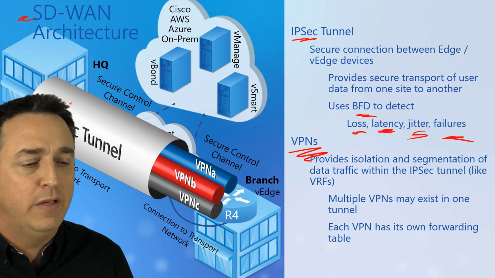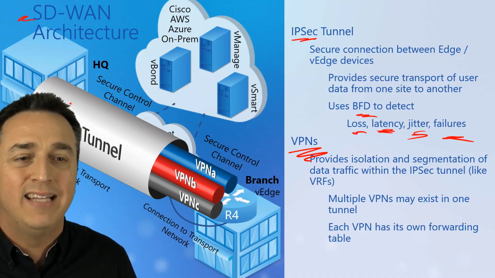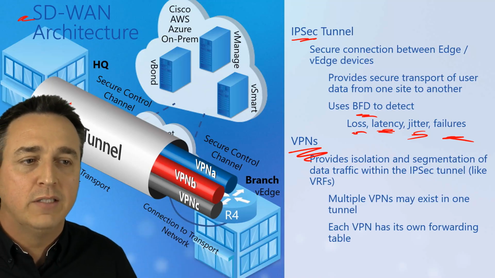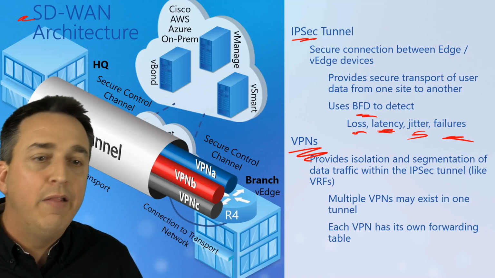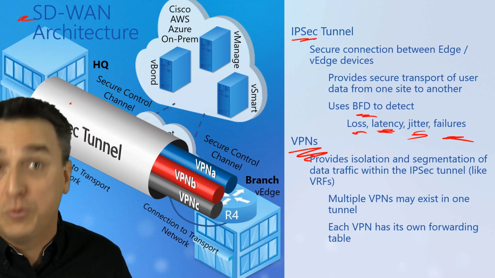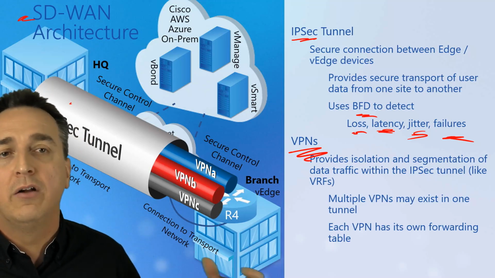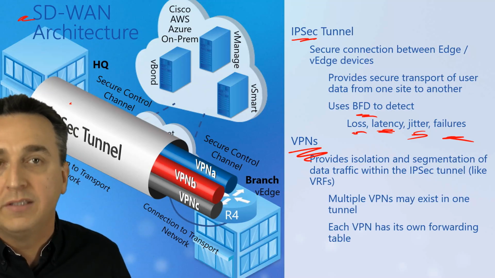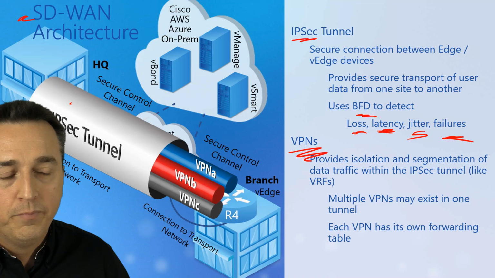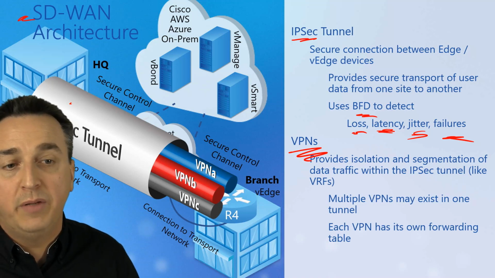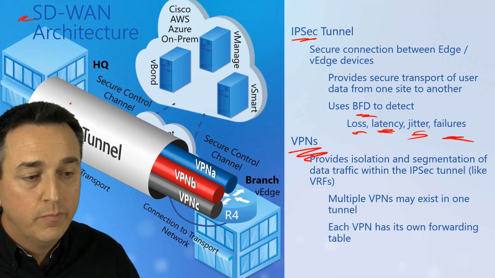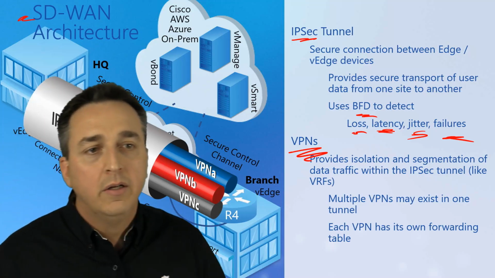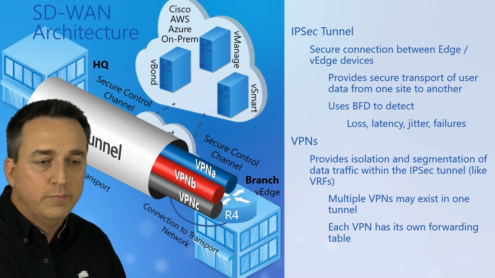So there are two types of VPNs that exist by default. You have VPN 0, which is what we call the transport VPN. It contains the interfaces that connect to the WAN transports. And then we have VPN 512. That's a management VPN that exists, and it carries out-of-band management traffic to and from the Cisco SD-WAN devices that we have. And then you can have as many custom VPNs as you need. Right? So multiple VPNs can exist in a tunnel. Each VPN has its own forwarding table. That's what I want you to take away from that.